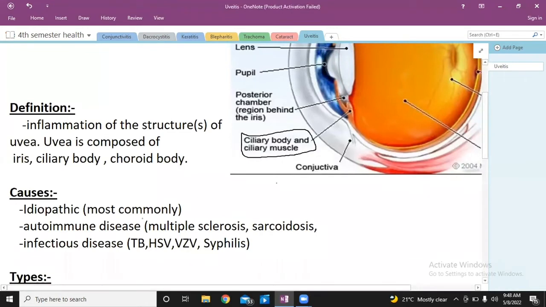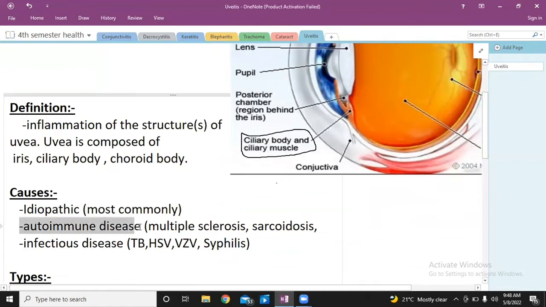Now, what causes uveitis? Uveitis does not always have a cause. It may be idiopathic in most of the cases. So we do not know the exact cause in these conditions most of the time. But then there are some associations with this disease.